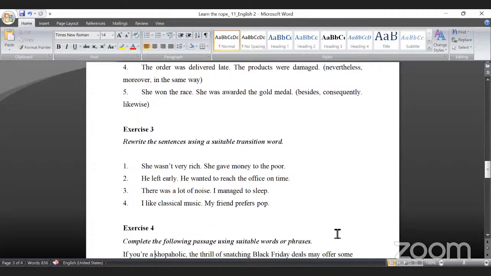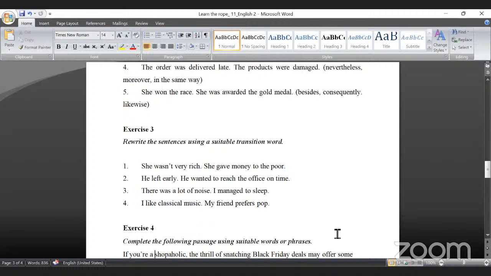Third one, there was a lot of noise. I managed to sleep. I managed to sleep even though there was a lot of noise. Okay. Or although there was a lot of noise, I managed to sleep. Yes, that's also correct. Or there was a lot of noise. However, I managed to sleep. And the first one with even though, that's all correct. All of them right. Now, fourth one, I like classical music. My friend prefers pop.